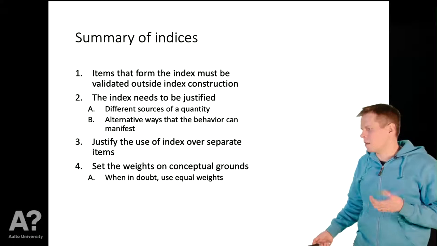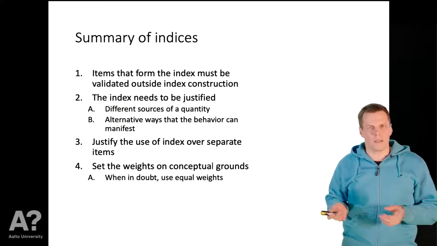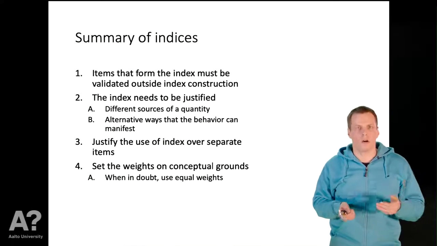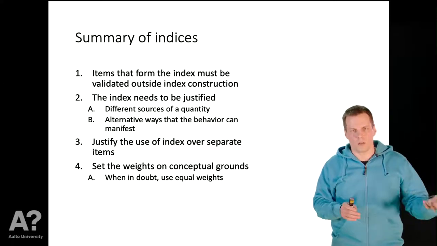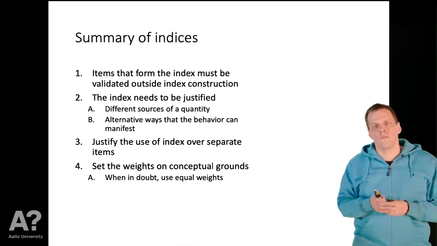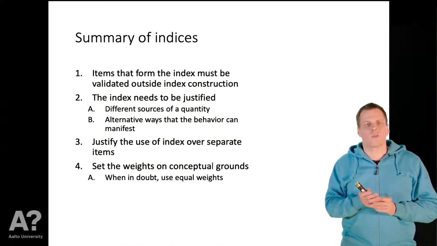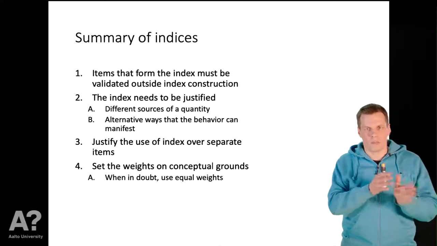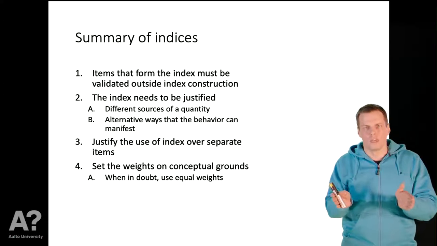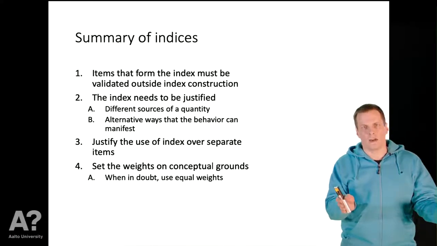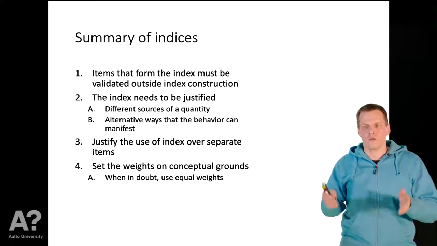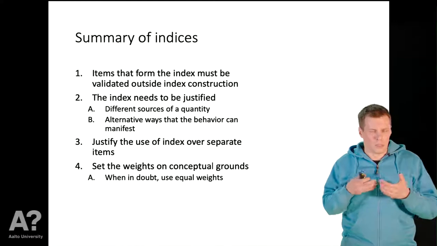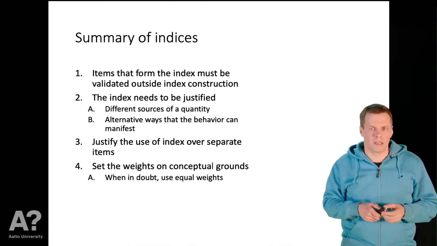Then the final thing is, how do you set the weights? The index weights should not be defined empirically because there is no good way of doing so without causing problems. So you set the weights based on theory. For example, if you have no idea of how much those different indicators should contribute to the index, you don't know whether one indicator is more important than another one, use equal weights. And that's probably the best recommendation in any case.